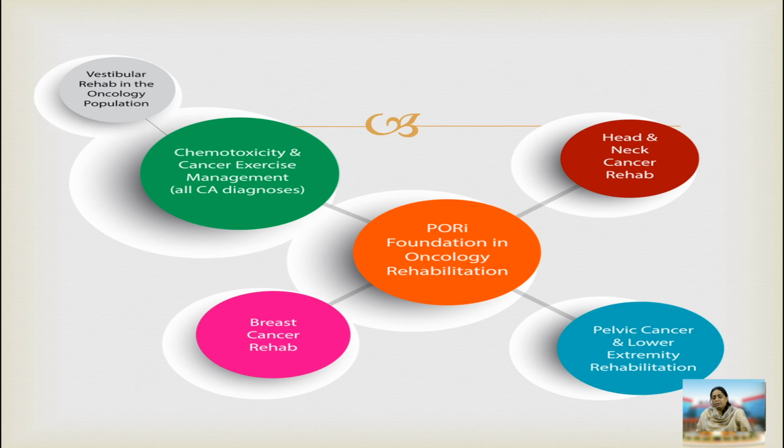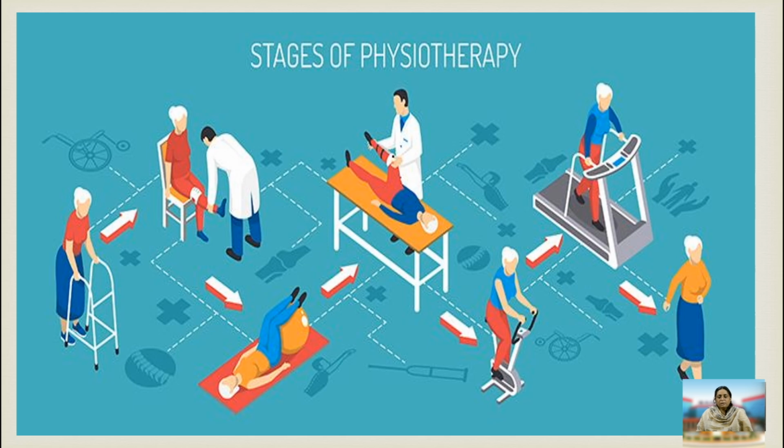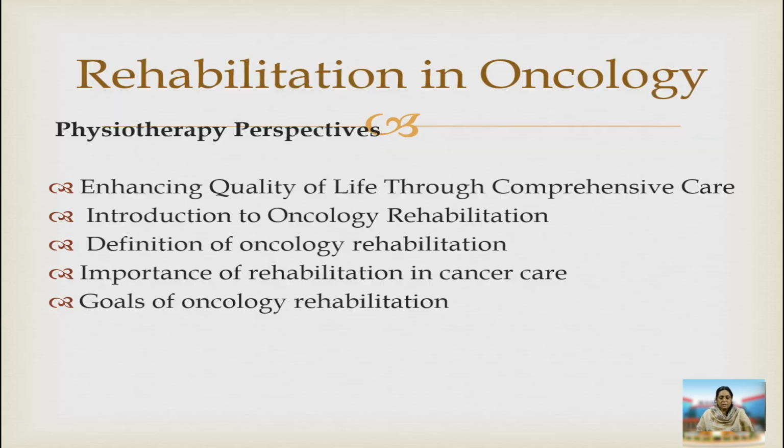So let's have an overview of what oncology rehabilitation can look like. Oncology rehabilitation can be subdivided into many treatment protocols according to individual parameters, like head and neck rehab, breast cancer rehab, vestibular rehab, exercise protocols, pelvic cancer rehabilitation, etc. Here is a picture showing the stages of physiotherapy: physiotherapy can be started from the bedside in an oncology patient, making the patient fully functionally independent with active exercises.